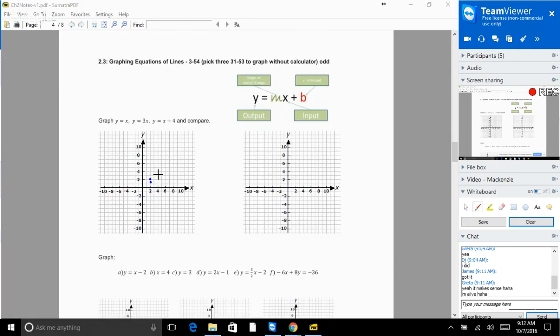When x equals 4, y equals 4. When x equals 6, y equals 6. And when x equals negative 6, y equals negative 6. So if we connect the dots, which I'm so great at on the computer.